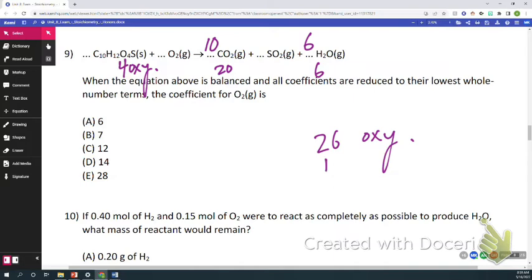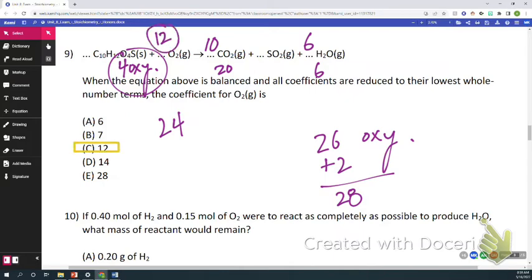Six. Oh, there's 2 more oxygens. That's 28. There's 4 here already. I need to make the second number be 24. So I'm looking at maybe a 12. And then I double check several times just to see, okay, that is correct or not.